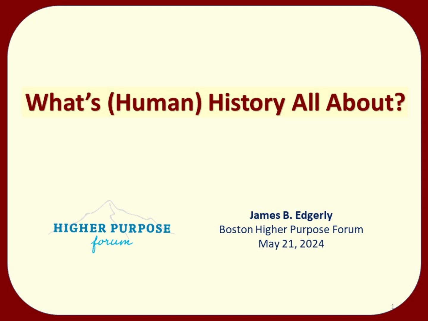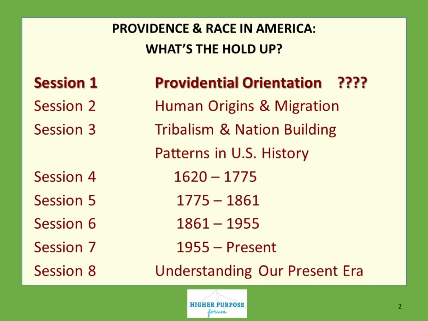...to human history. The term history in this presentation will always refer to human history. So the Higher Purpose Forum has this presentation on American history. It's called Providence and Race in America, which I give, and it is very extensive. It has 8 sections, and the first section is called Providential Orientation. That sets the framework for the rest of the content, which takes us right through US history.